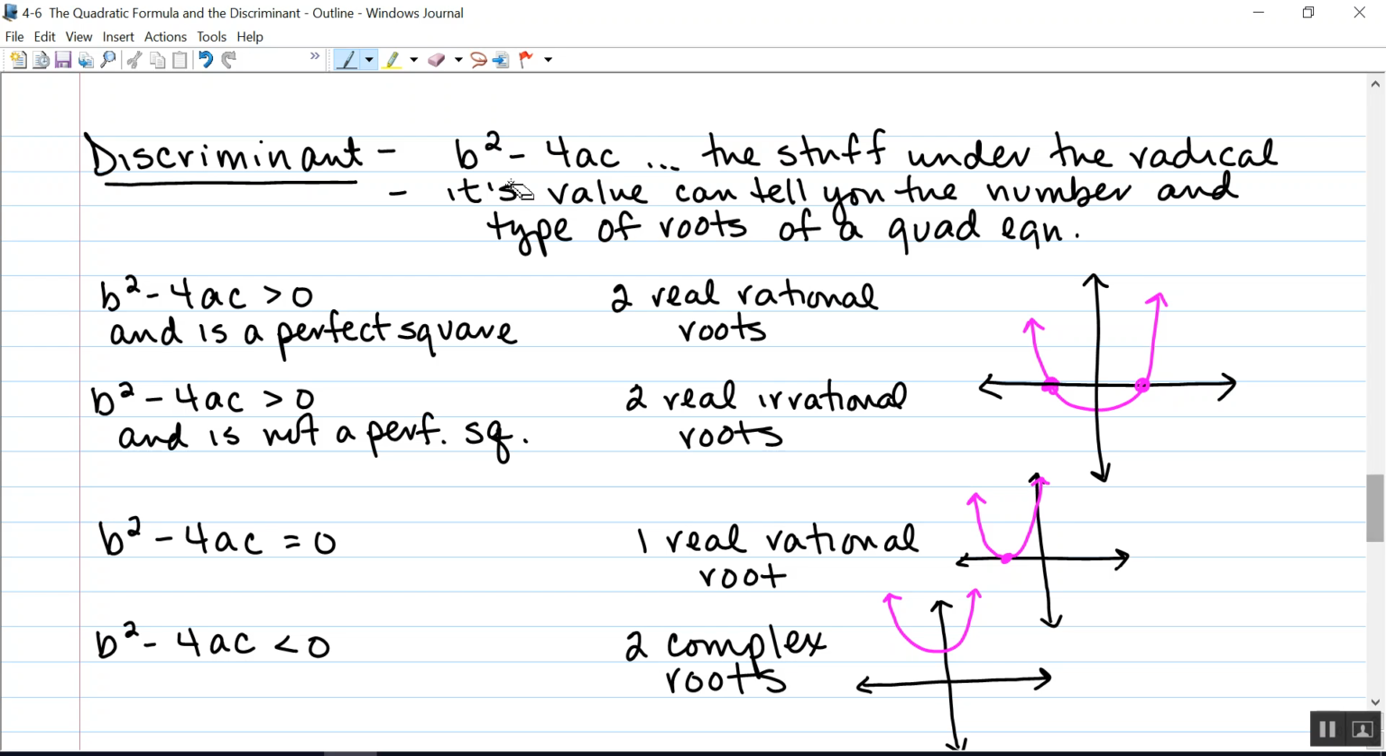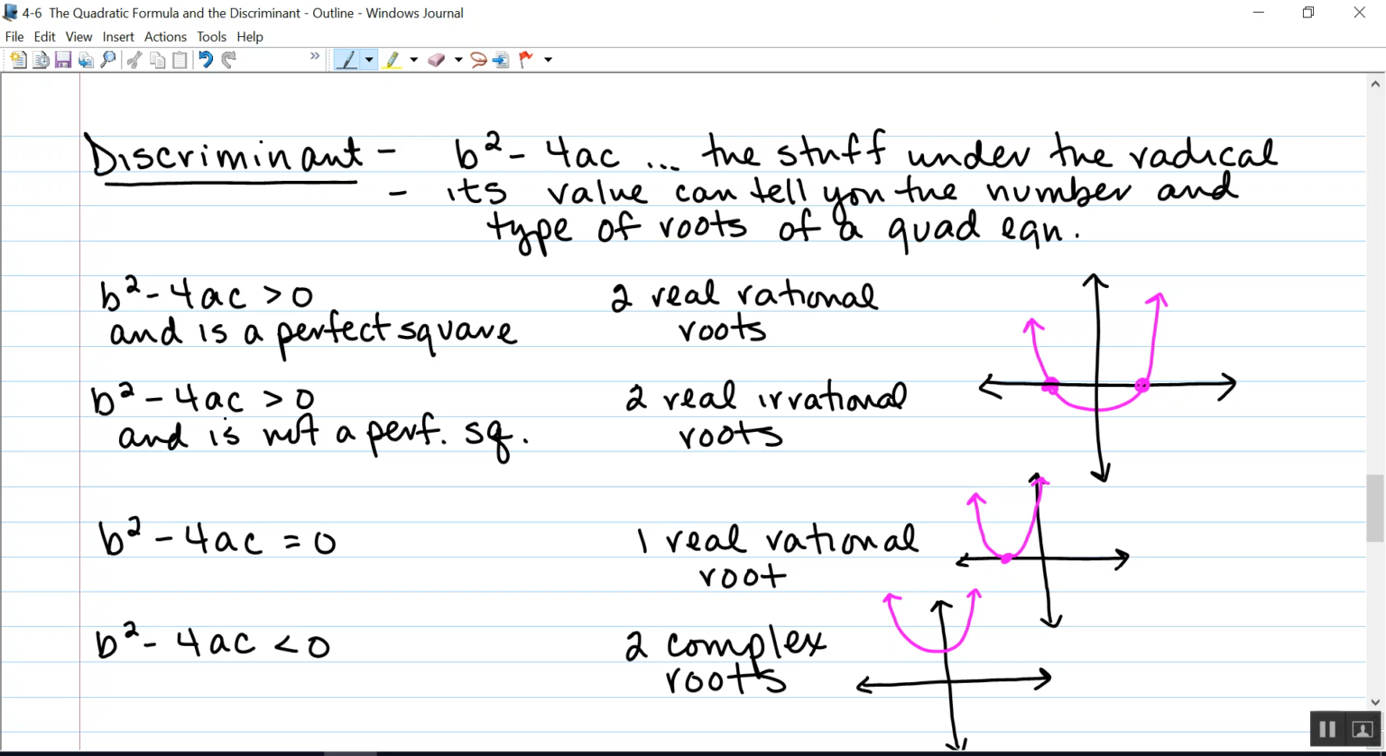And its value, oh, that is a typo right there. Here we go. Its value can tell you the number and the type of roots that a quadratic equation has. So for example, if the discriminant is greater than 0 and it's a perfect square, you're going to have 2 real rational roots like we did in our first example.